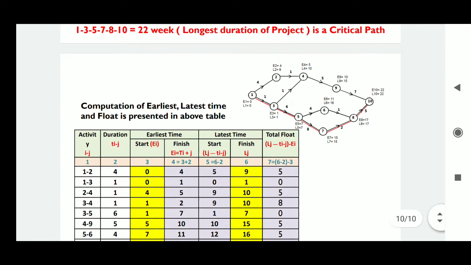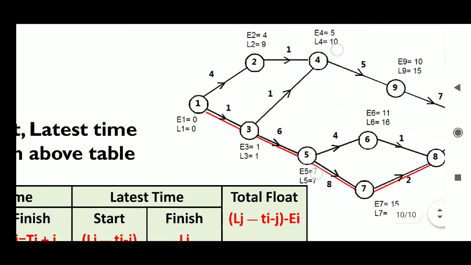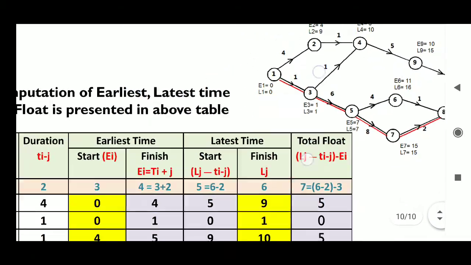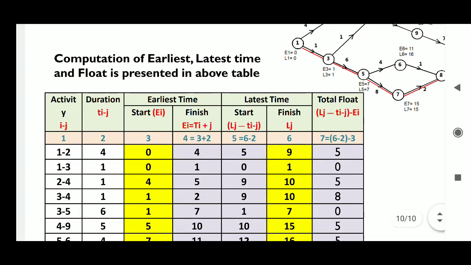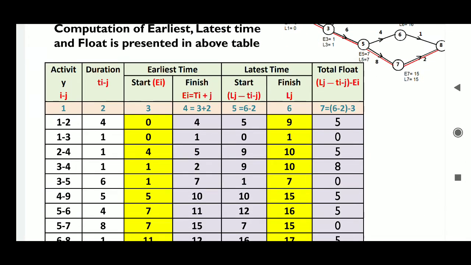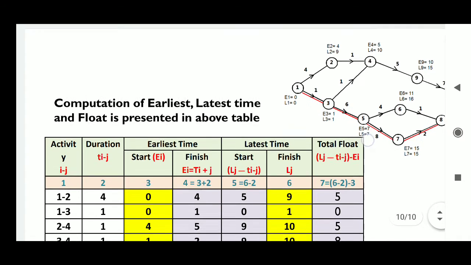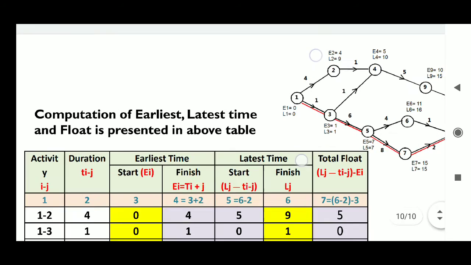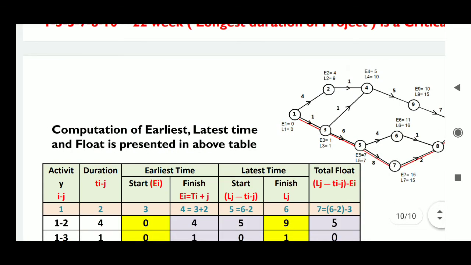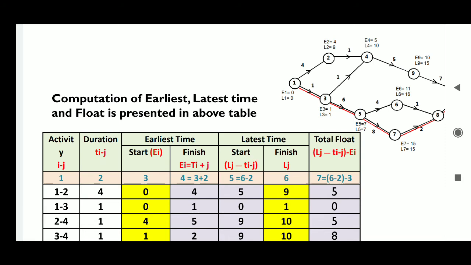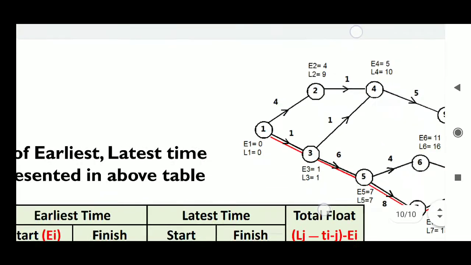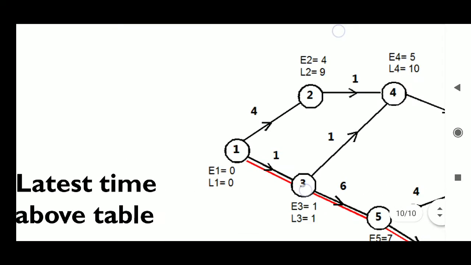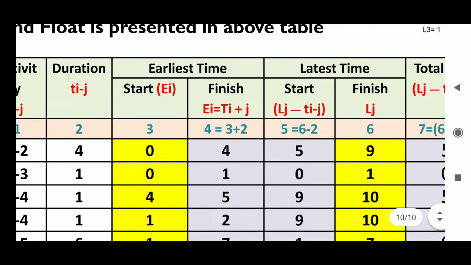From this diagram we can write the other two columns over here. The two yellow columns are what we have already represented in the diagram. Suppose the activity 1-2 is there, the earliest start time is 0. Here you can see the earliest start time is 0, and the latest finish is represented as 9. Here 9, latest finish is 9.